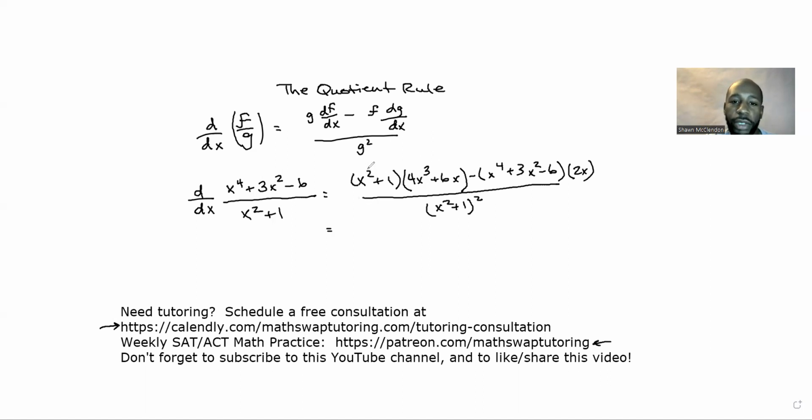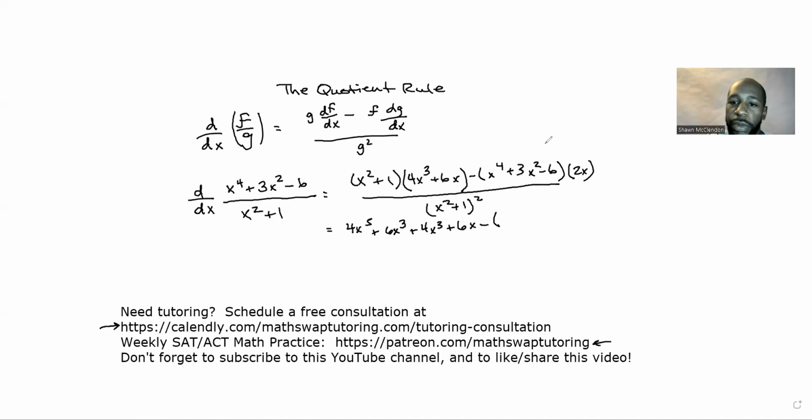So the first is going to be 4x to the fifth, plus the outer, 6x cubed, plus 4x cubed, plus 6x. I'm going to do this in stages so it's not confusing. I'm going to multiply by 2x first, then we'll distribute the negative.